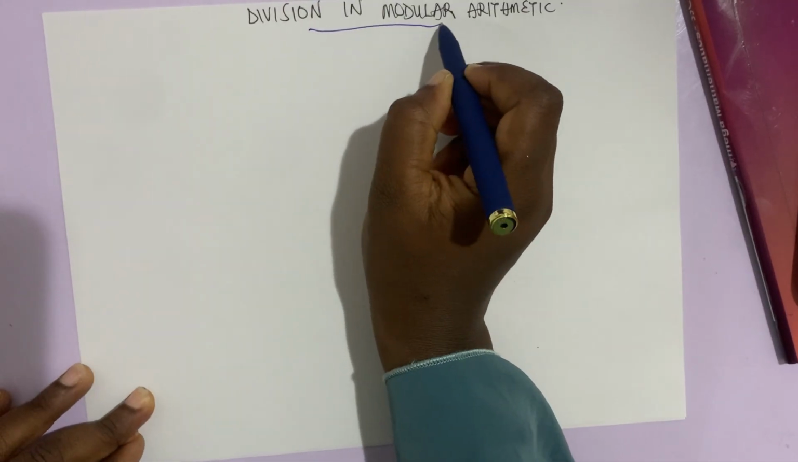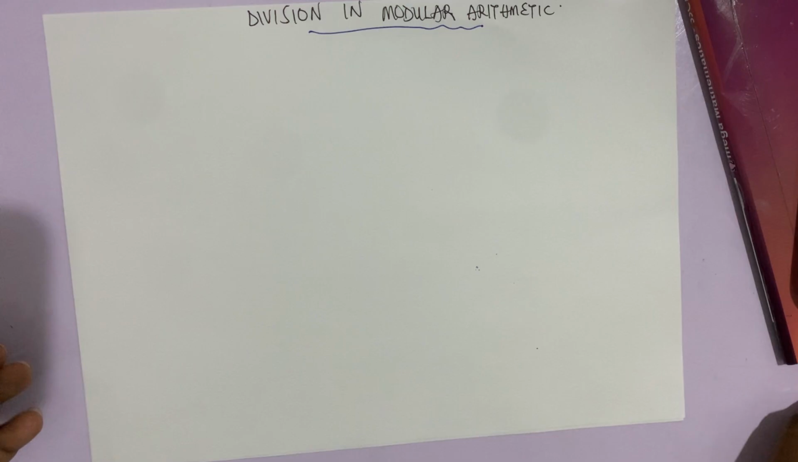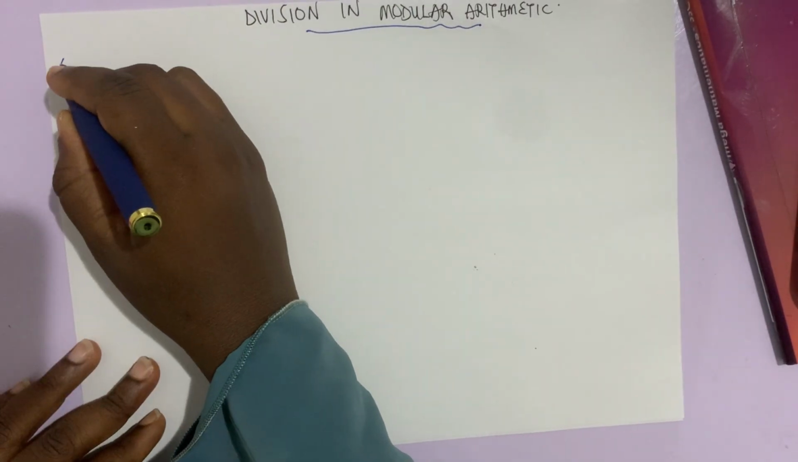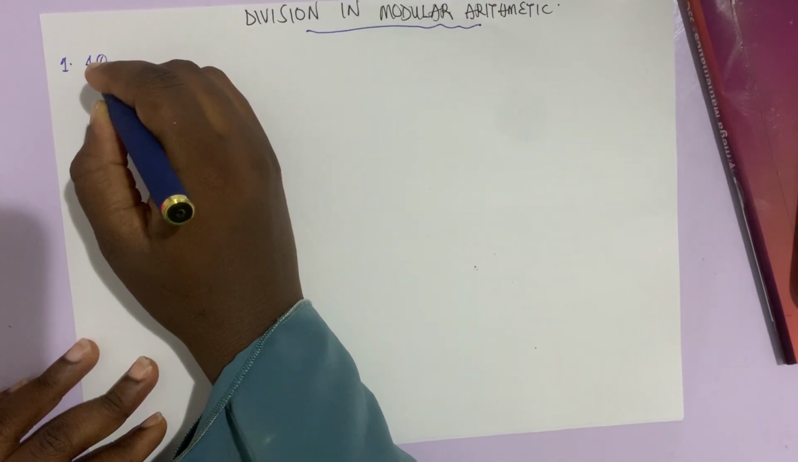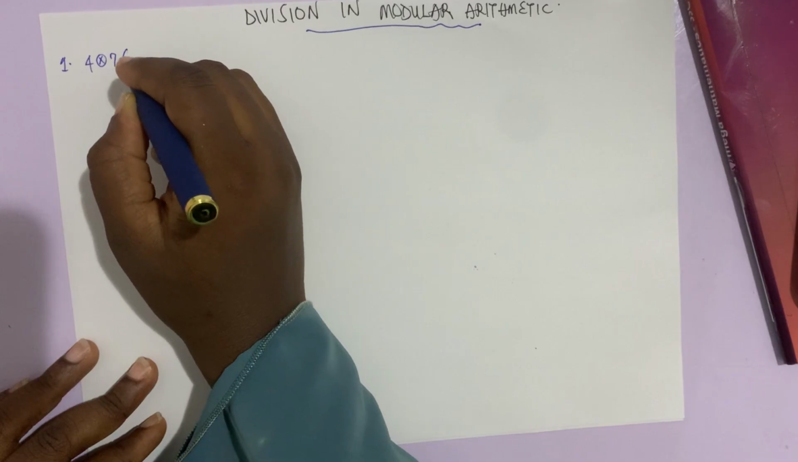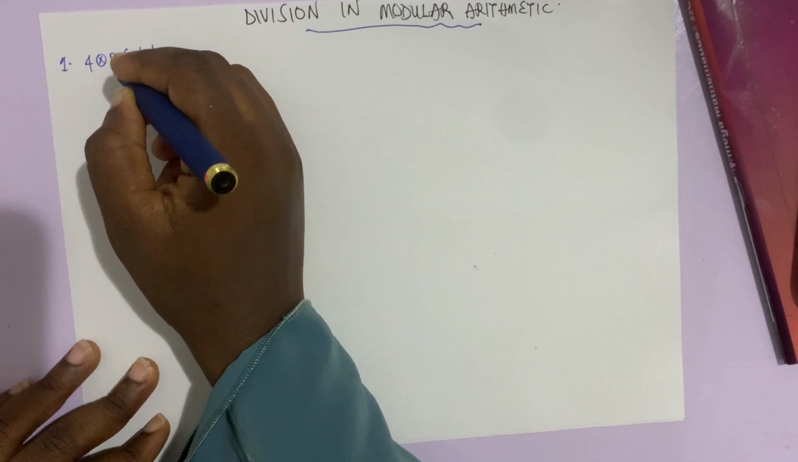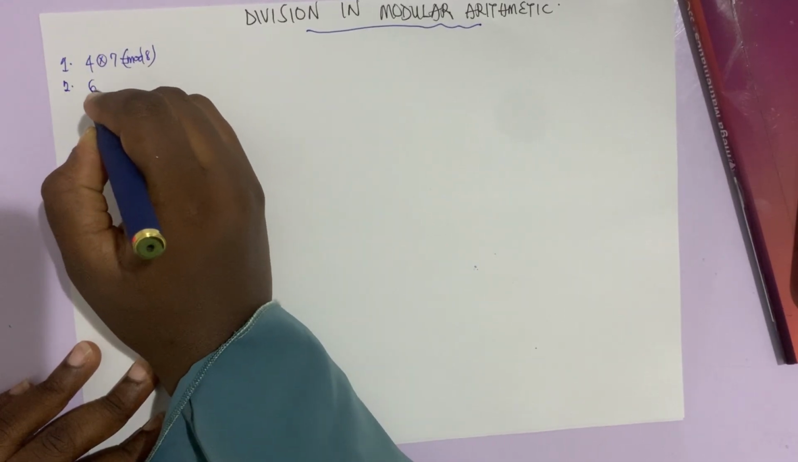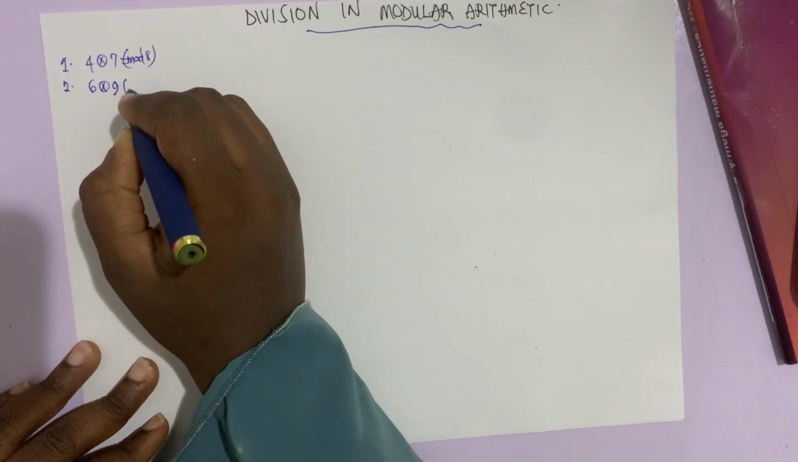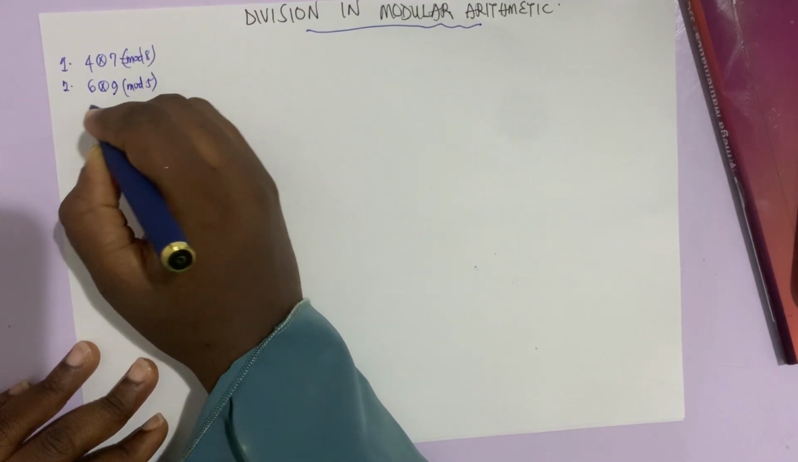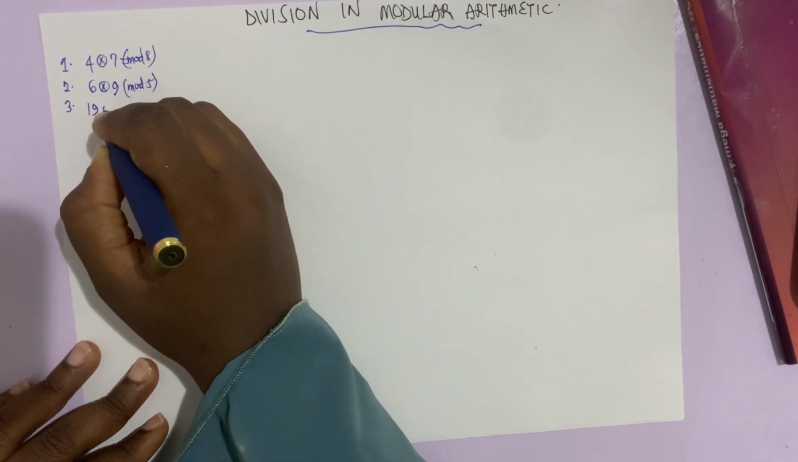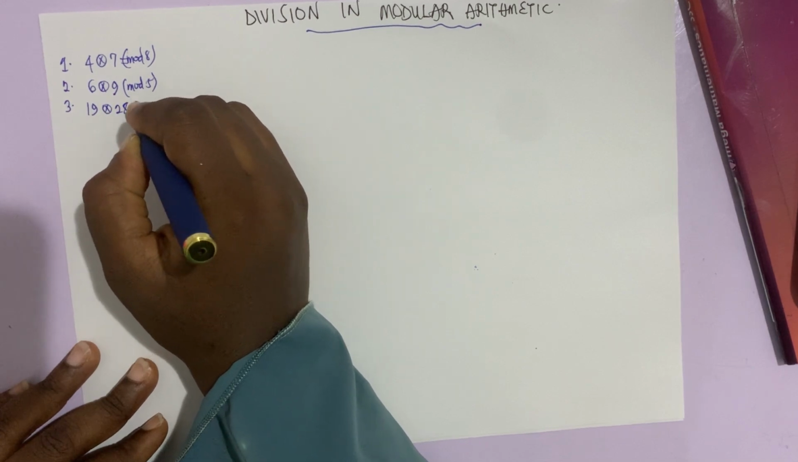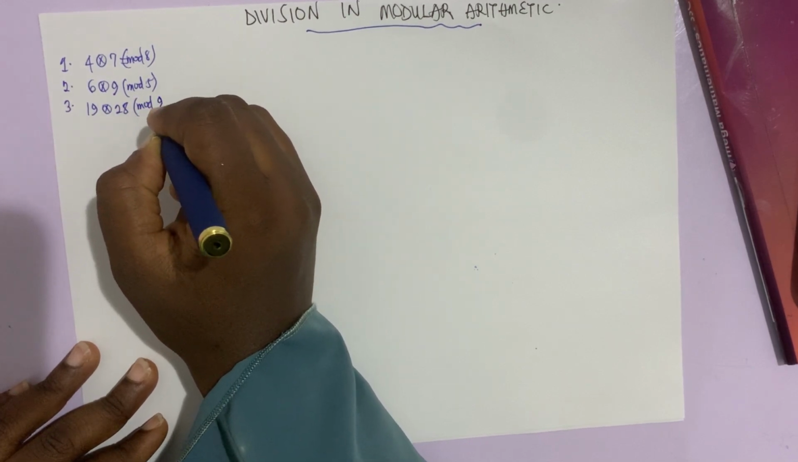In this video we will be looking at division in modular arithmetic, but it is our usual practice. We start off by solving the take-home questions from the previous video. Question 1, find 4 times 7 in modulo 8. Question 2, 6 times 9 in modulo 5. Question 3, 19 times 28 in modulo 9.